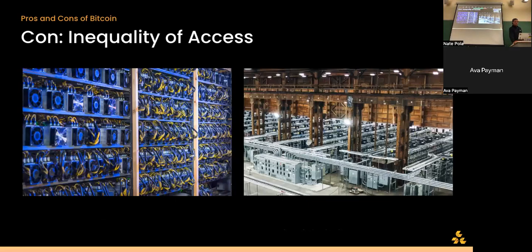And then as we talked about, inequality of access. Bitcoin comes from mining, and a lot of Bitcoin mining now is done by groups of people that own a ton of machines that are really, really expensive. So they get access to all the Bitcoin.